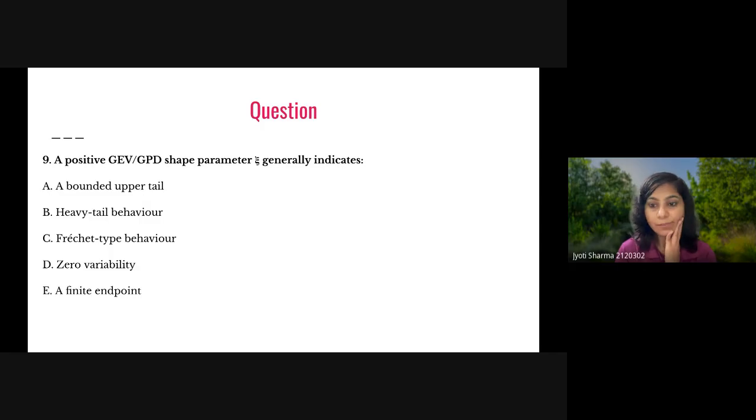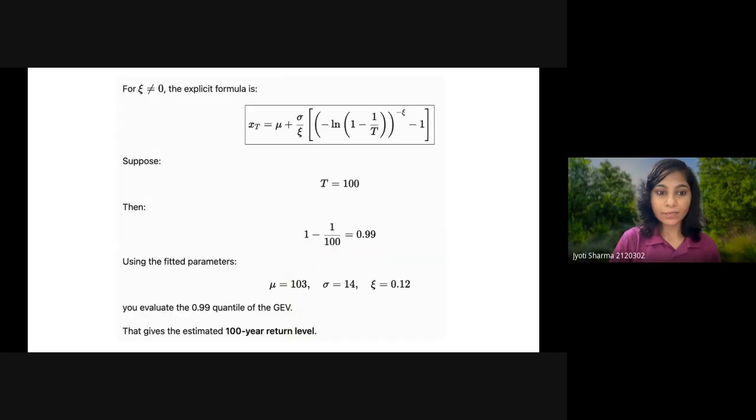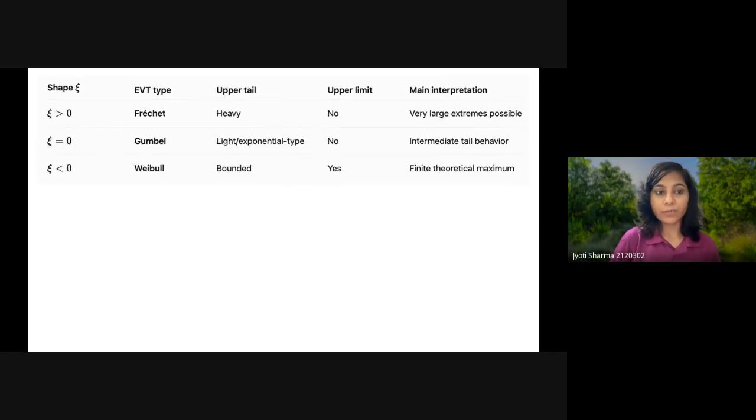Okay, let me see the answers. I didn't get any answer, but okay. Based on that table only, I think you can give the answer.